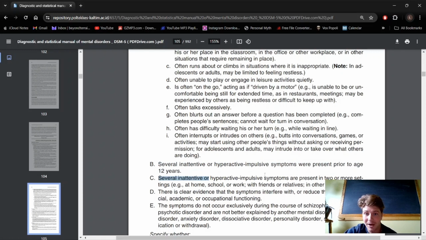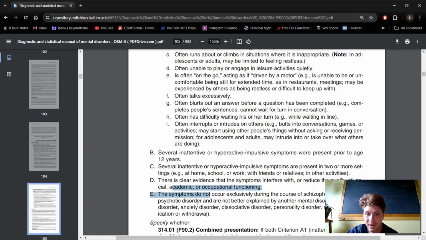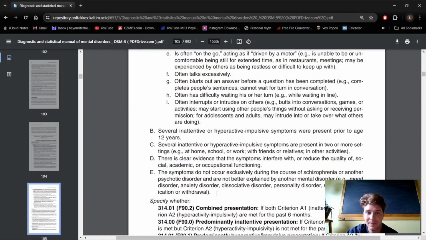Several inattentive or hyperactive impulsive symptoms are present in two or more settings, so it needs to be at home, school, or work, with friends or relatives, or in other activities, right? So it needs to be consistent across the board, right? There's clear evidence that symptoms interfere with or reduce the quality of social, academic, or occupational functioning. And their symptoms do not occur exclusively during the course of schizophrenia or other psychotic disorders, whatever. So it just needs to make sure it's not part of some other sort of disorder.